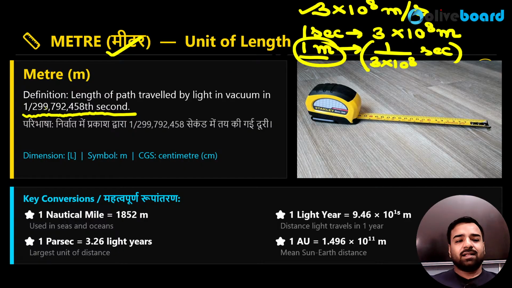Okay. Now, guys, we were discussing dimensions. So the dimension of length was L. The symbol for the meter is obviously m, and the CGS unit is centimeter. What is CGS? Centimeter, gram, second.